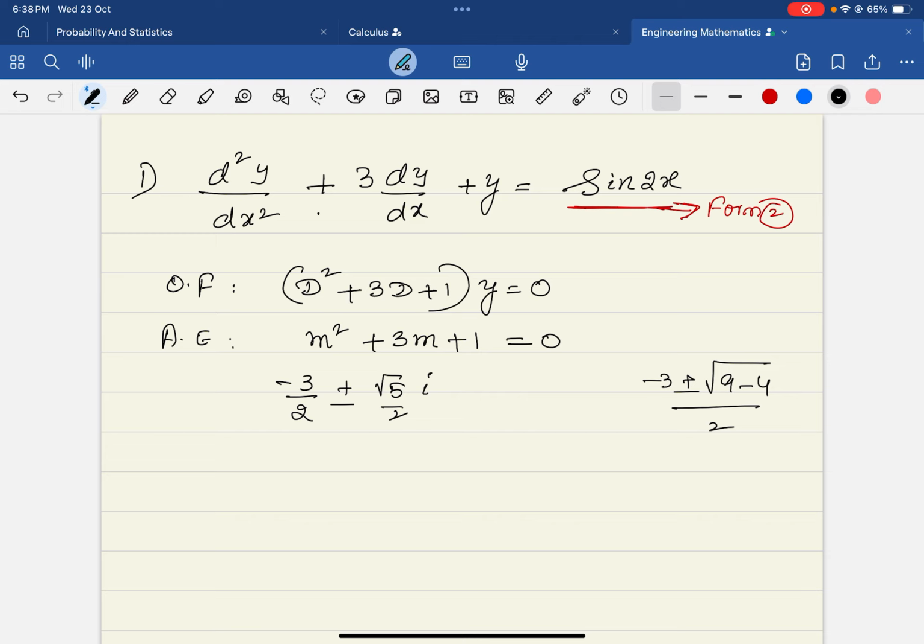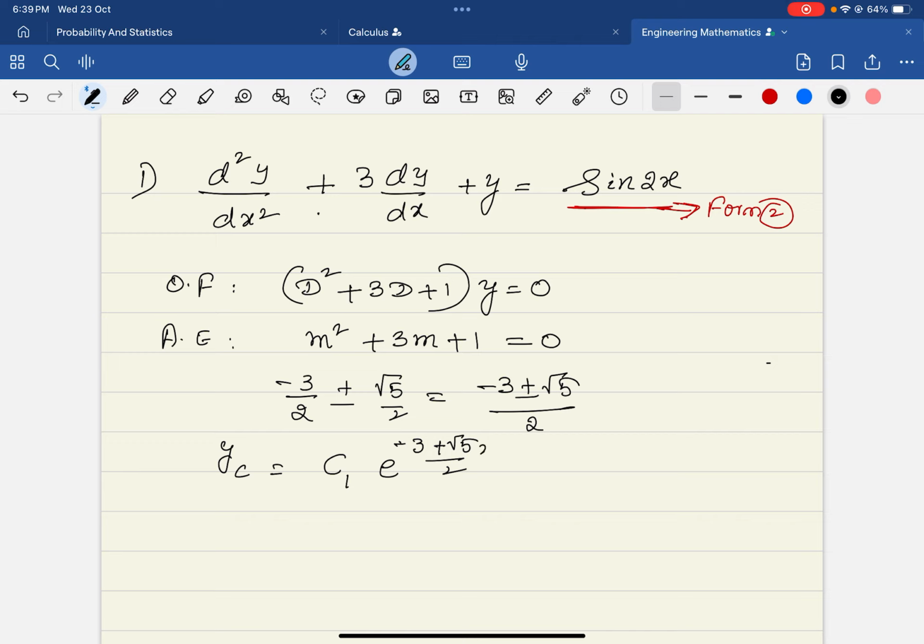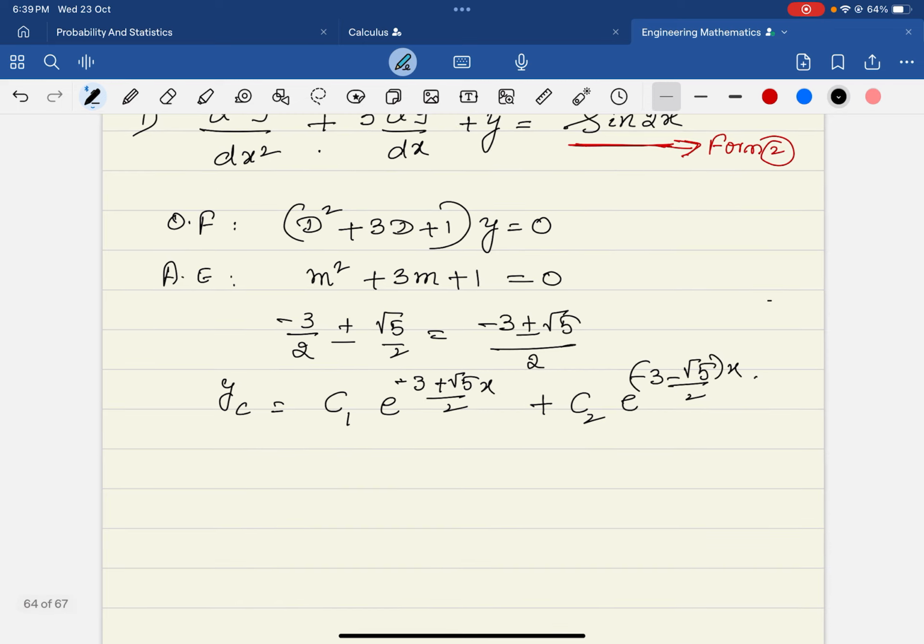I'm sorry, it is b square minus 4ac, that's it. So it is minus 3 plus or minus root 5 by 2. That means the roots are real, not imaginary. So we can write the complementary function as c1 e power minus 3 plus root 5 by 2 times x, plus c2 e power minus 3 minus root 5 by 2 times x. So this is your complementary function.